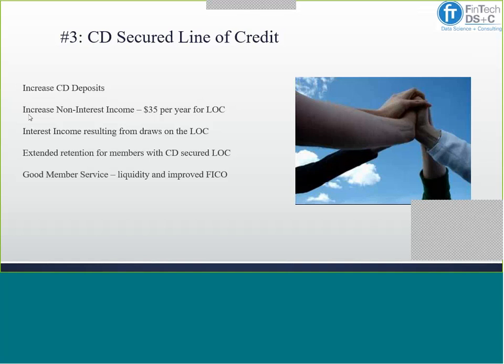When they open that CD secured line of credit, you're going to open up a checking account for them to make automatic monthly payments from their CD line of credit. And so now you're going to extend that member relationship to have a checking account. Hopefully they'll start using it. If not, we'll see that revealed through our engagement metric, and we'll start going after them to engage with us more anyway.